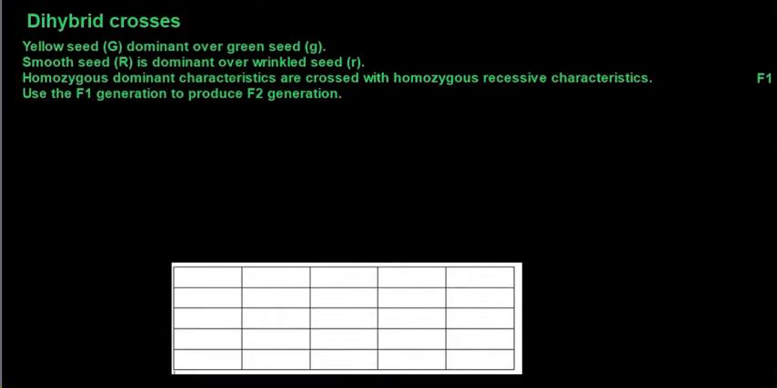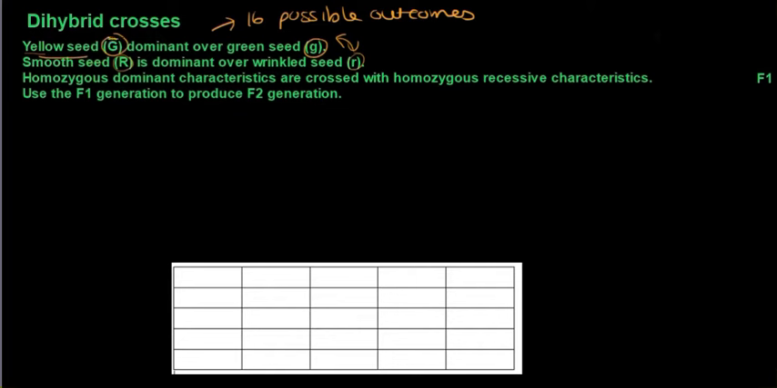When we look at dihybrid crosses, you need to know that there are 16 possible outcomes for the cross of these parents. So let's use, for example, Mendel's pea plants again. Yellow seed is dominant over green seed, and a smooth seed is dominant over a wrinkled seed. So these are the two traits that will be crossed in this dihybrid cross.